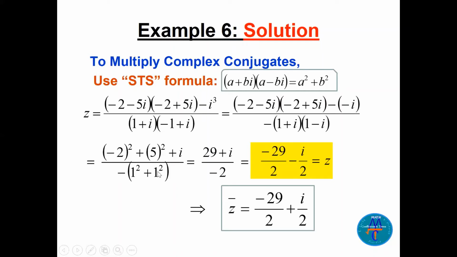So 1 squared plus 1 squared. This is the formula for the conjugates. So down we have 2. Even if you multiply normally, you will get the same. So this is minus 29 over 2 minus half i, equal to Z. That's Z. I need Z bar, which is the conjugate. So the answer now, the same real part: minus 29 over 2 plus i over 2. That's the conjugate.